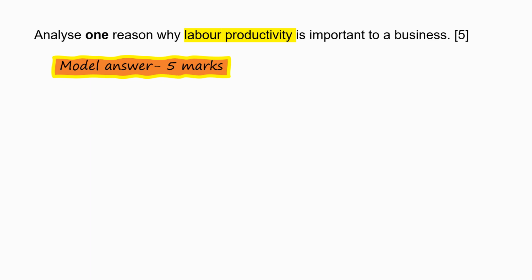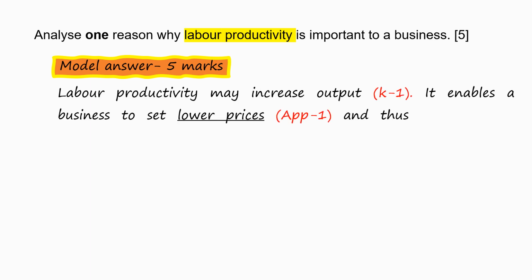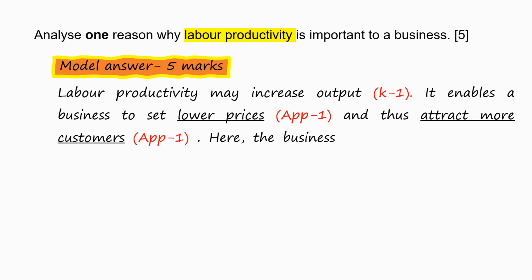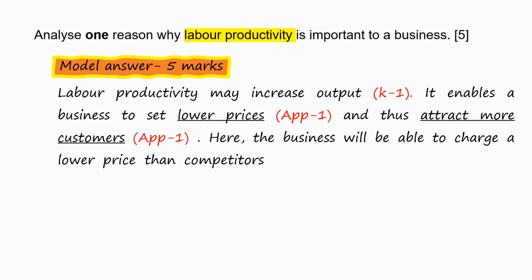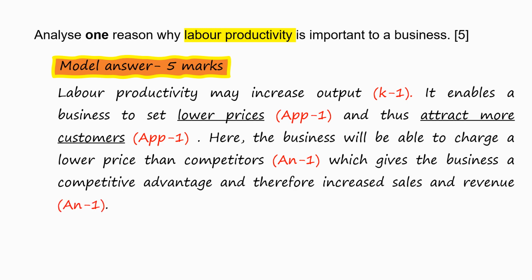Middle answer for 5 marks. Labor productivity may increase output. Ça, c'est knowledge point. It enables a business to set lower prices as a first application mark and thus attract more customers. And thus attract more customers is the second application. Here the business will be able to charge a lower price.